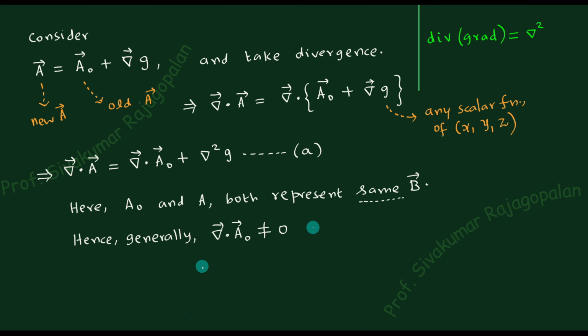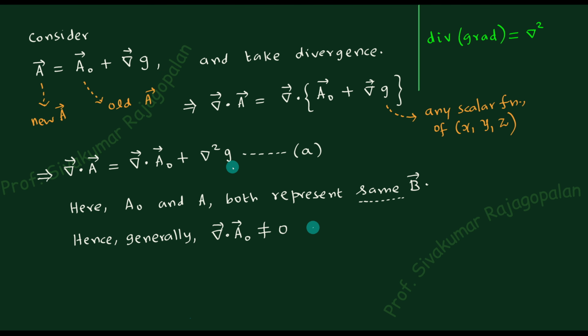So what we are trying to write here is that this is the expression that you have. So this expression is there, that's fine. And A naught is going to represent the same magnetic field. A is also going to represent the same magnetic field. So that is fine. Now you have this equation.